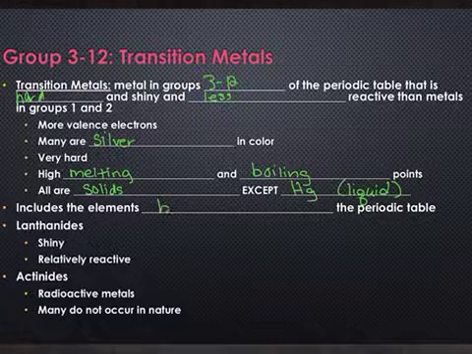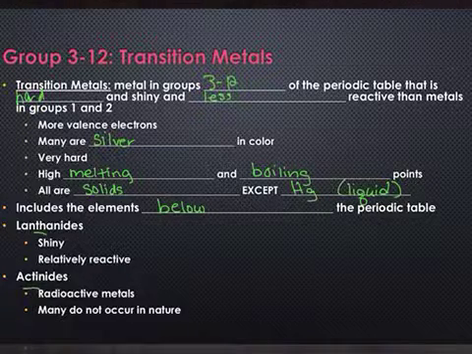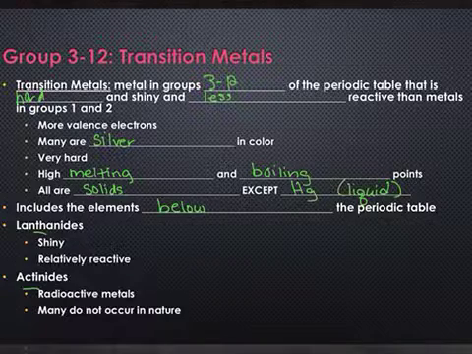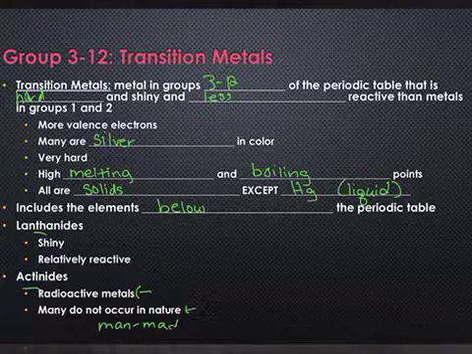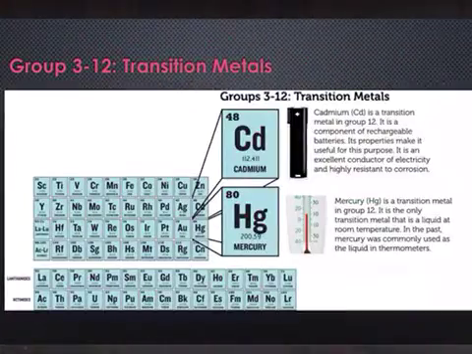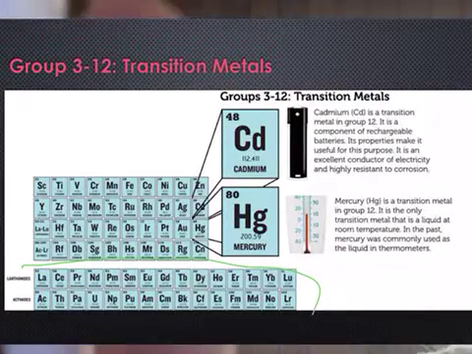These also include the elements listed below the periodic table. Remember, those get pulled out. The lanthanides and the actinides get pulled out and put below the periodic table so that it can fit onto one page. Those lanthanides are shiny and they're relatively reactive. And the actinides are actually radioactive, and many of them do not occur in nature, meaning that they were man-made. And so here are your transition metals. They're the lower ones in the periodic table, and here's that series of lanthanides and actinides that get pulled out.